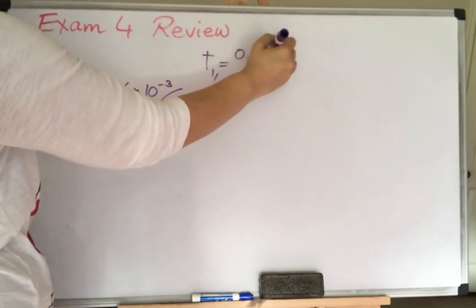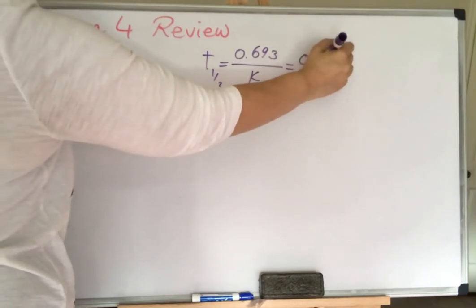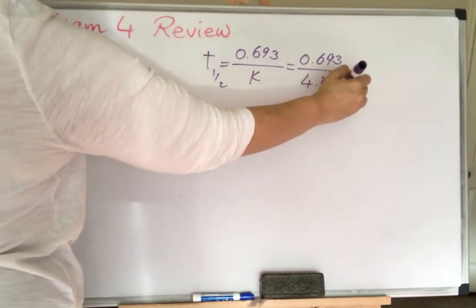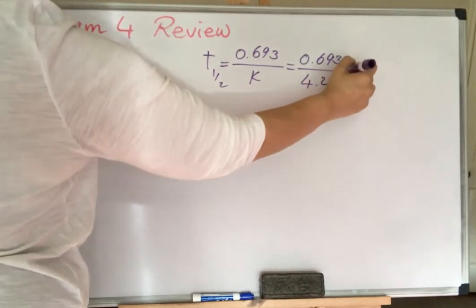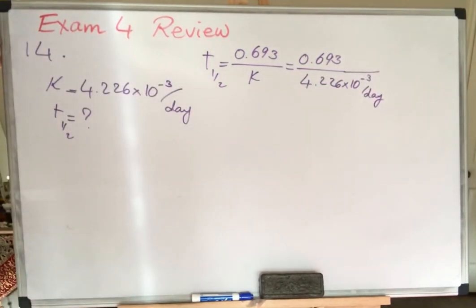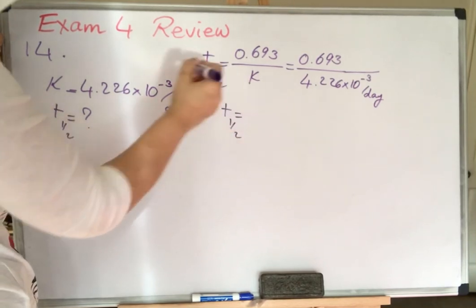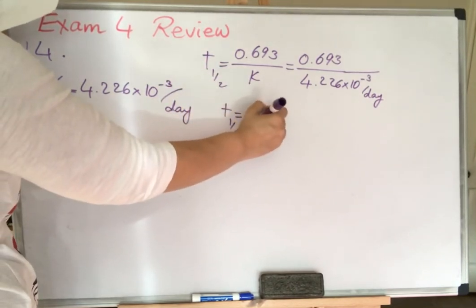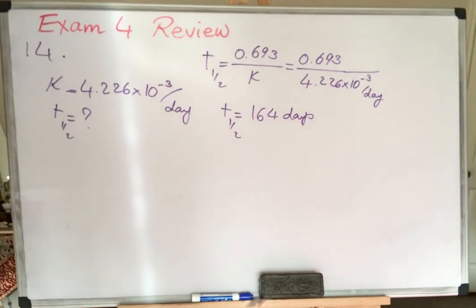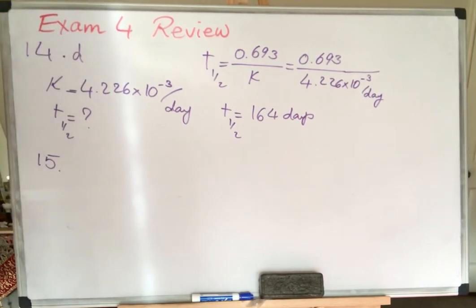This formula will be given in the exam, although it's very easy. So it's 0.693 divided by 4.226 times 10 to the -3 per day. And it seems like the half-lives are already given in days, so you don't have to convert it to anything else. By just a simple division, we'll have 164 days. Which choice is giving you 164 days? D again. So that's the correct answer.